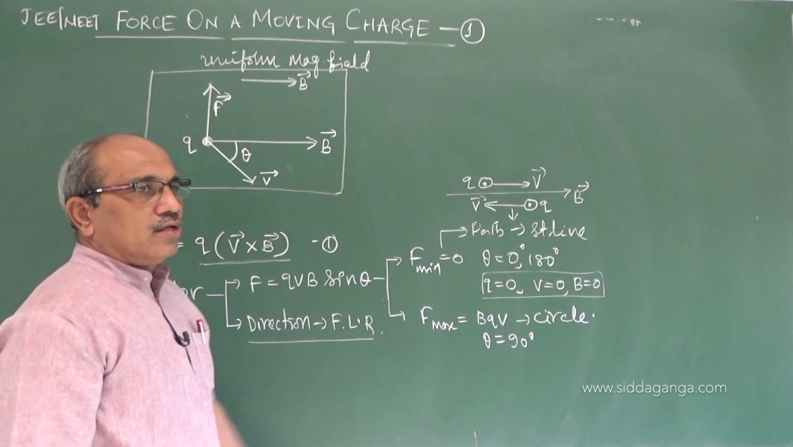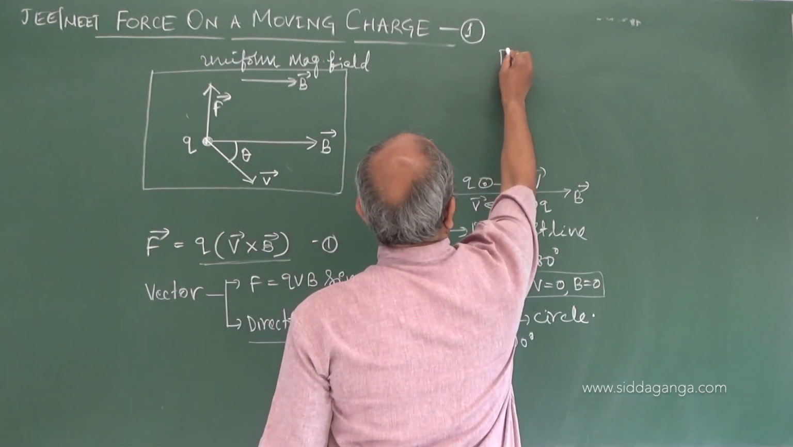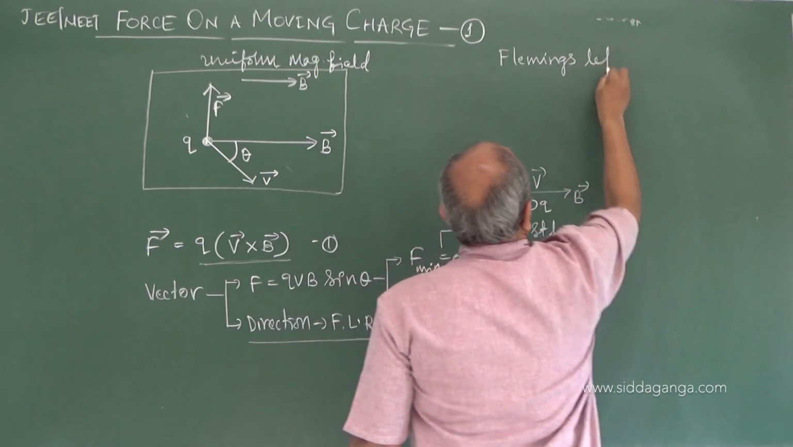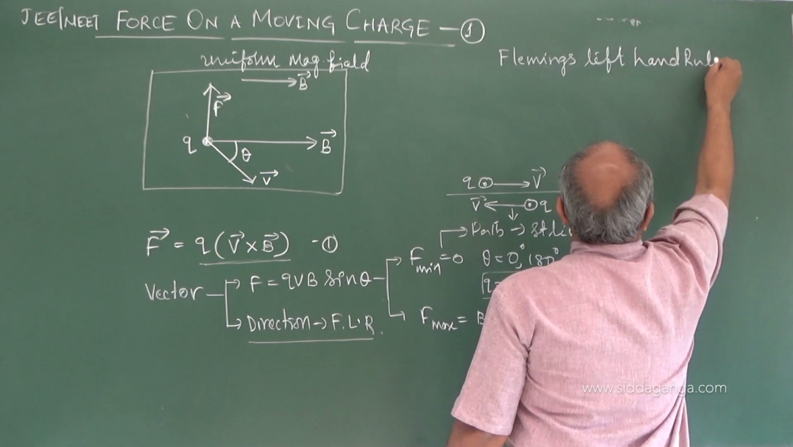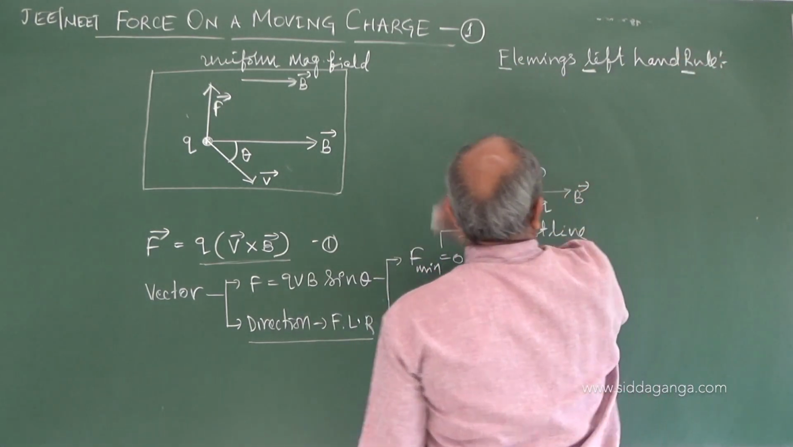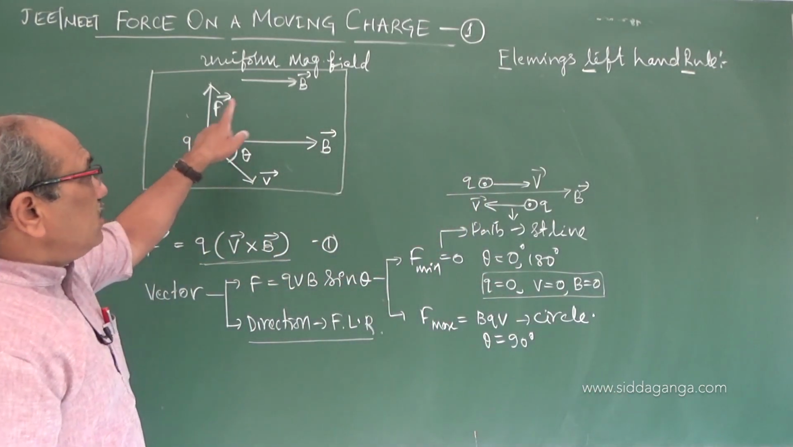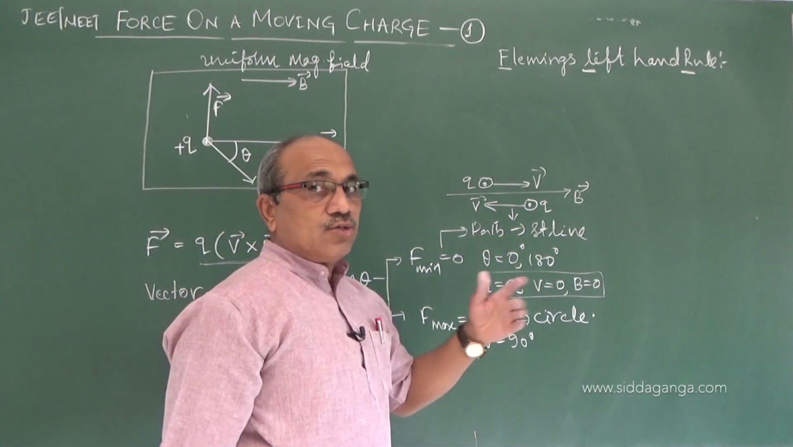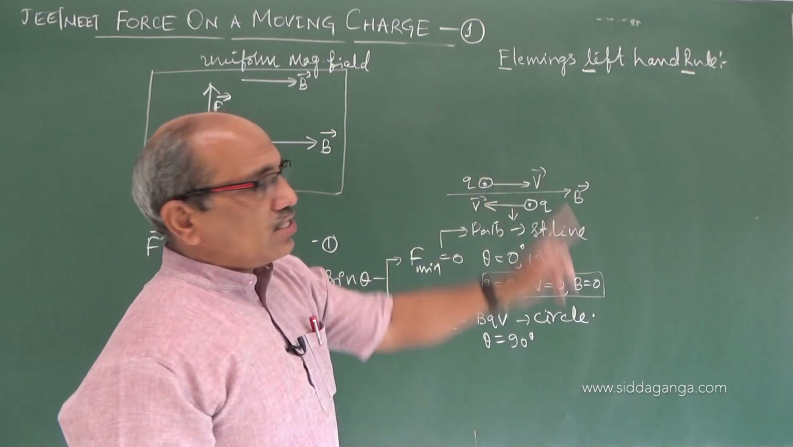B. You can use the FLR, which means Fleming's left hand rule. Fleming's left hand rule gives you the direction of the force experienced by a positive charge. I am saying positive charge. It only holds good for a positive charge, for which I am giving the direction by Fleming's left hand rule.